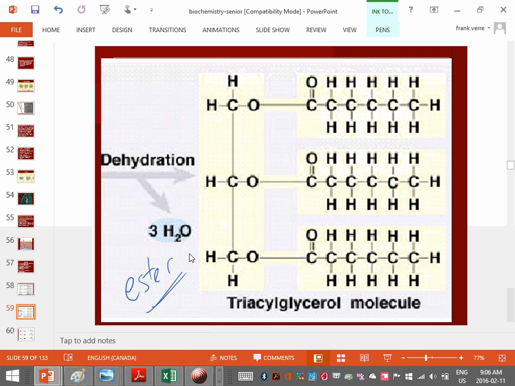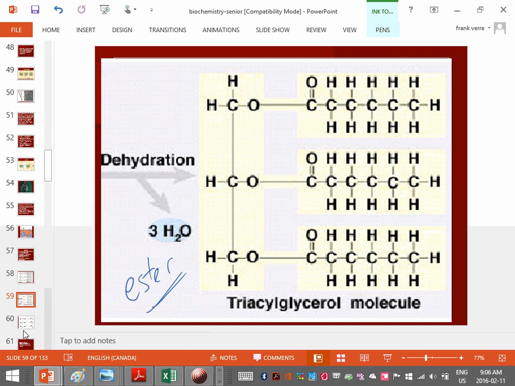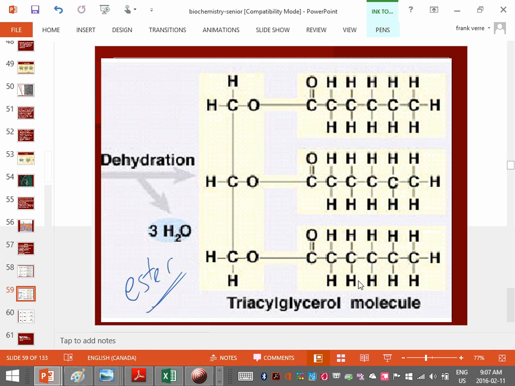All right, but the idea is the same. Take away water. So fats, we said, are made up of glycerol and fatty acid chains. If it's three chains, it's a triglyceride, two, it's a diglyceride, one, it's a monoglyceride.